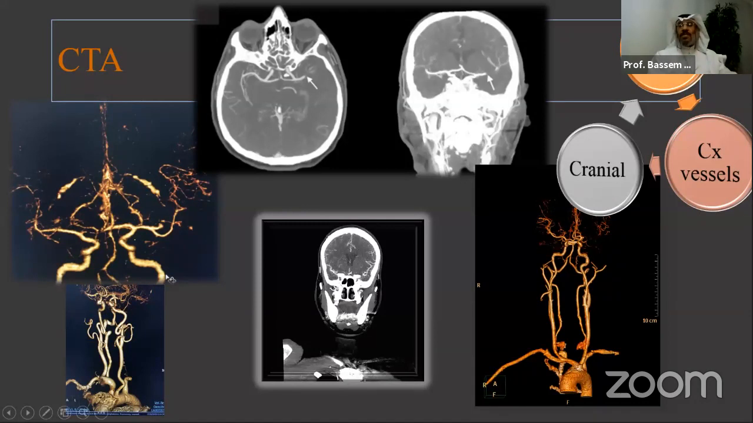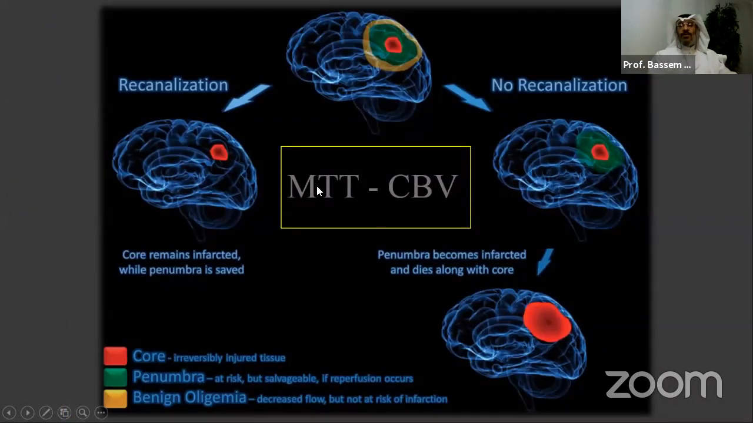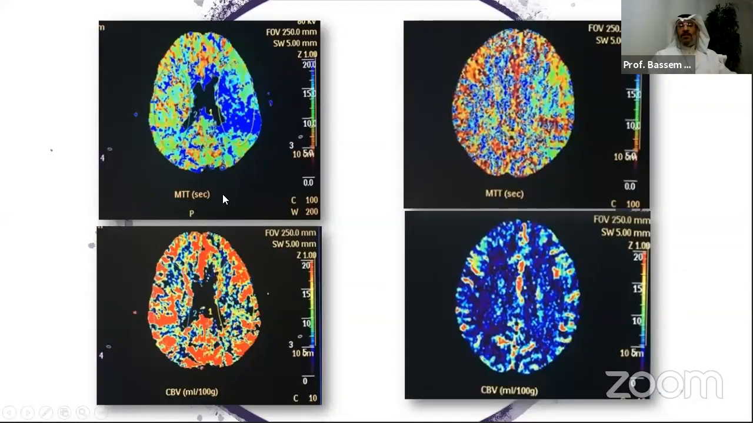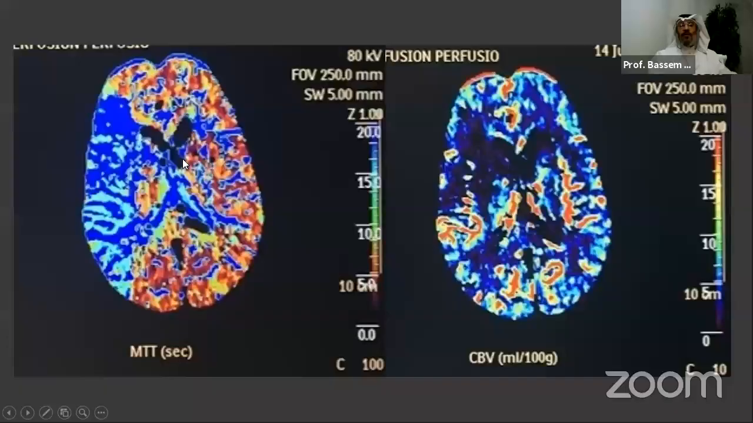the patient is a candidate for the mechanical thrombectomy, like this case of an MTT, and comparing it to the cerebral blood volume, we see a big mismatch. This patient went for mechanical thrombectomy successfully. Another case of a right side, a large MTT compared to the smaller area of CBV.